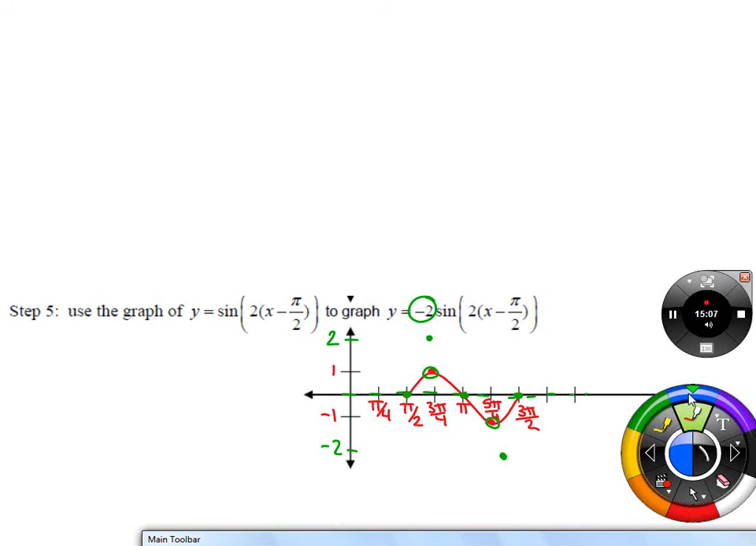But what did we say the negative is going to do? Flip it vertically, which means what I see as a maximum is now going to become a minimum, and what I see as a minimum is now going to become a maximum. But again, with a vertical reflection, these points are going to remain untouched because they're along the axis.